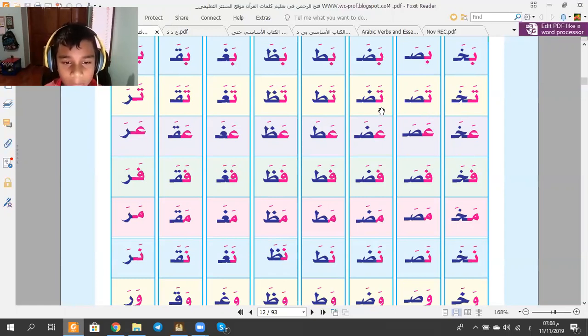We want to remember something. These are short vowels, short fatha. So we don't say ta-ta-sa. It's ta-sa, ta-da, ta-ta, ta-va, ta-ga, ta-ka, ta-ra. We read it quickly. It's a short vowel. Again, from the beginning. Ta-ka, ta-sa, ta-ta.